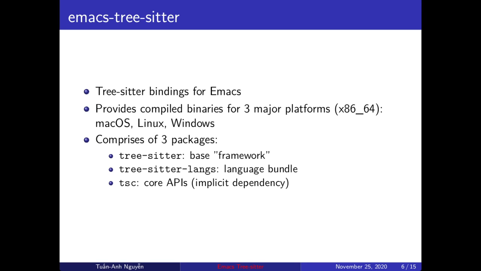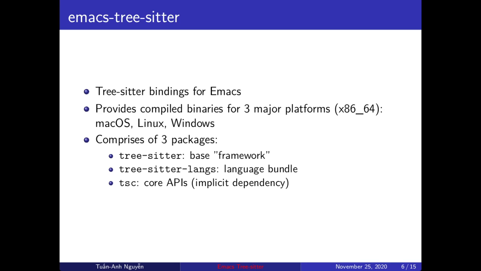Last year, I started writing the bindings using dynamic module support introduced in Emacs 25. Dynamic module means there is platform-specific native code involved. But since there are pre-compiled binaries for the three major platforms, it should work in most places. Currently, the core functionalities are in a pretty good shape, and syntax highlighting is working nicely.